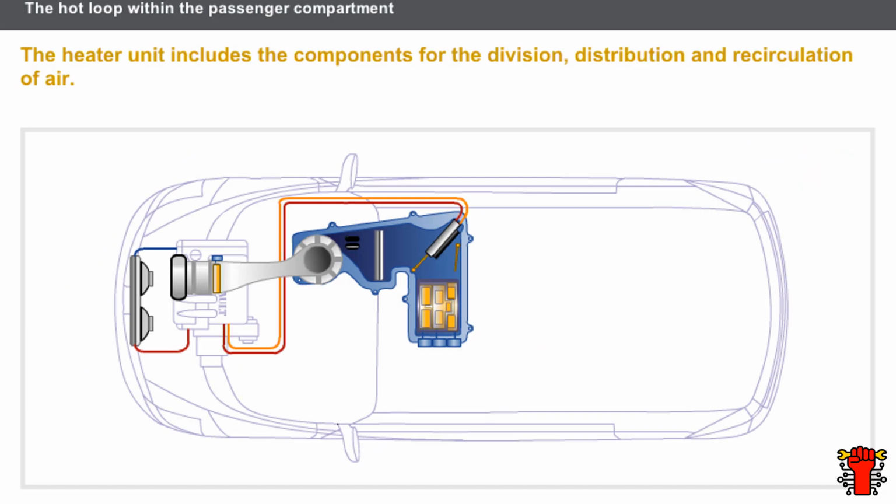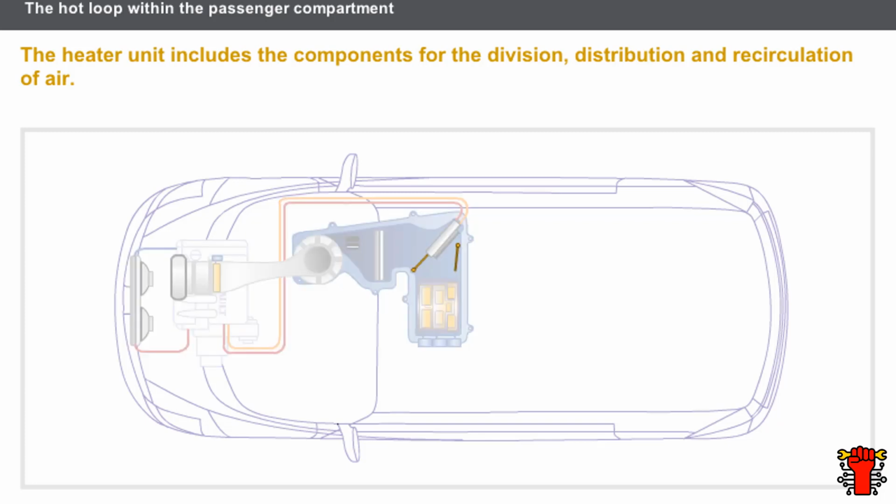We shall now introduce the role of the heater unit. The heater unit is usually located in the passenger compartment or in the subframe. The heater unit includes the distribution components for division and recirculation of the air. The heater unit also includes the passenger compartment fan, evaporator, and the heater matrix. The heater unit is used to mix the air issued from the cold and hot loops to manage the recirculation function and the air distribution in the passenger compartment.